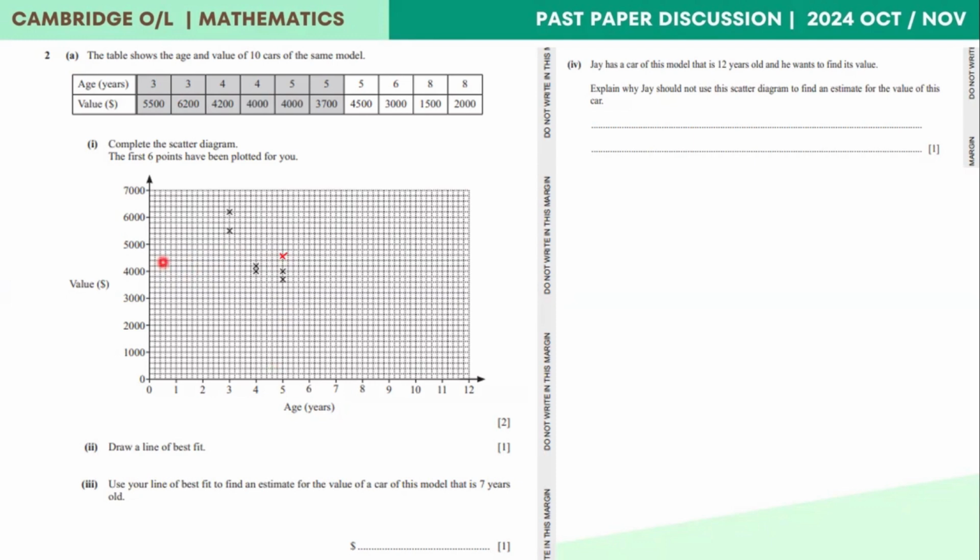Next, 6 and 3,000. Afterwards, 8 and 1,005. It will be here. And next, 8 and 2,000. So those are the scatter points. The next question, draw a line of best fit. We draw a best fit line.